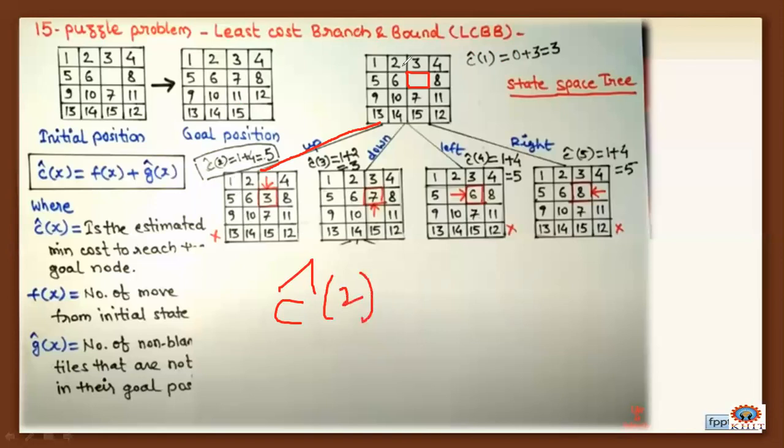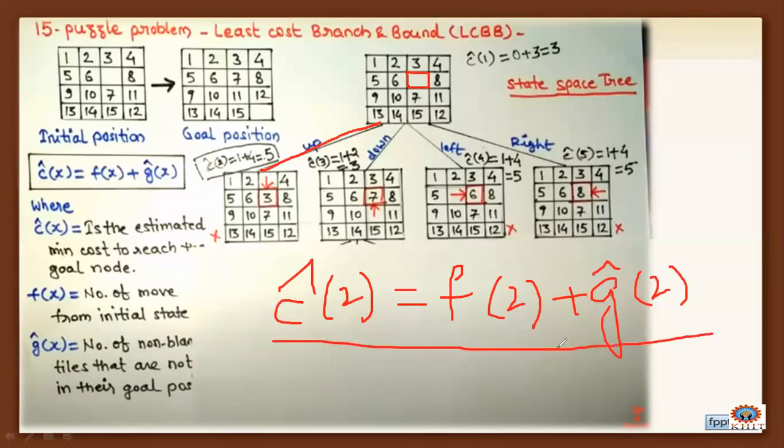Why? Because this is the first matrix and this is the second matrix, hence you need to calculate C cap of 2 value. So how to find it? C cap of 2 equals F of 2 plus G cap of 2. You will calculate the function. This function represents the ranking function of the given frame. F of 2 means the number of moves from the initial state.